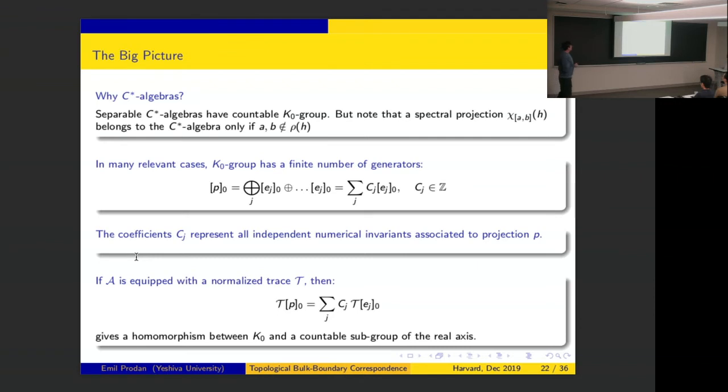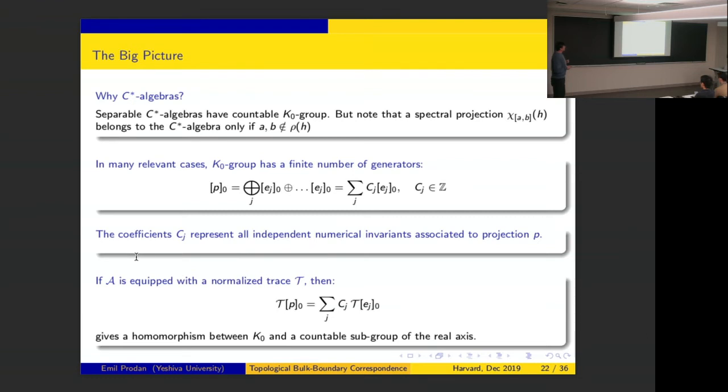So what's the big picture? Separable C-star algebras have countable K-naught groups. So in other words, if we classify by K-theory, then because of this countability, we can list, we can enumerate the classes, and this will not be the case if we are working with von Neumann algebras. In that case, these groups will be uncountable, and the classification by K-theory makes no sense. So always we need to somehow cook up a C-star algebra.